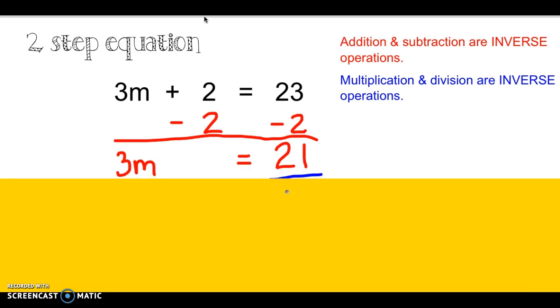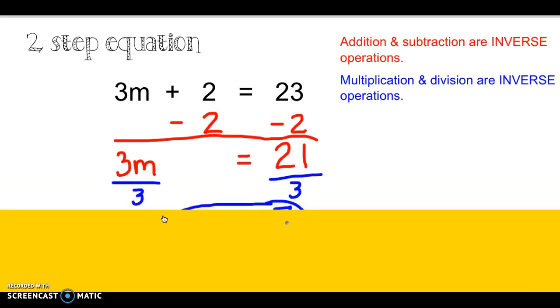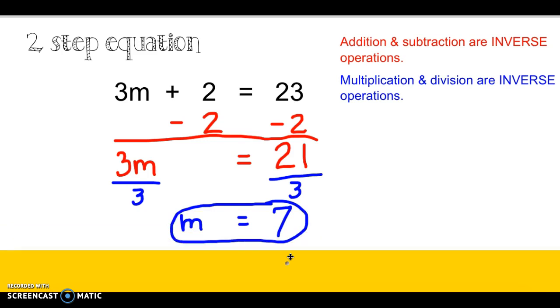This part right here goes to 0. So we have 3m equals 21. I want to get m by itself, so 3 has been multiplied by m. The opposite of multiplying by 3 is dividing by 3. I'll show that with a fraction bar. So I'm going to divide both sides by 3. And you can see this is going to be 3 over 3, which is just 1m. So m equals, and 21 divided by 3, you know, is 7.